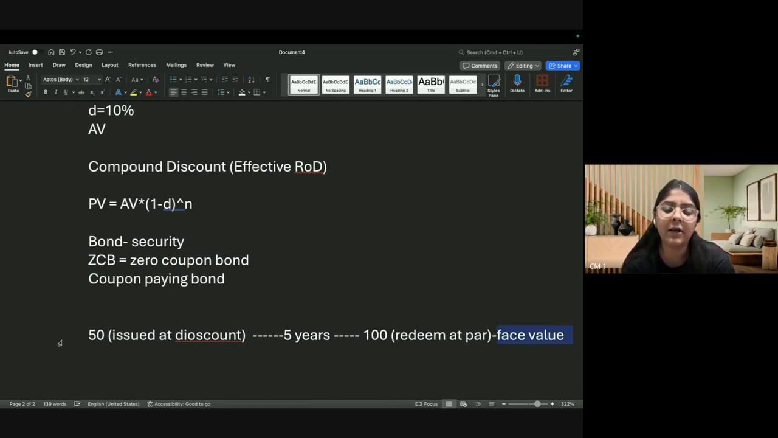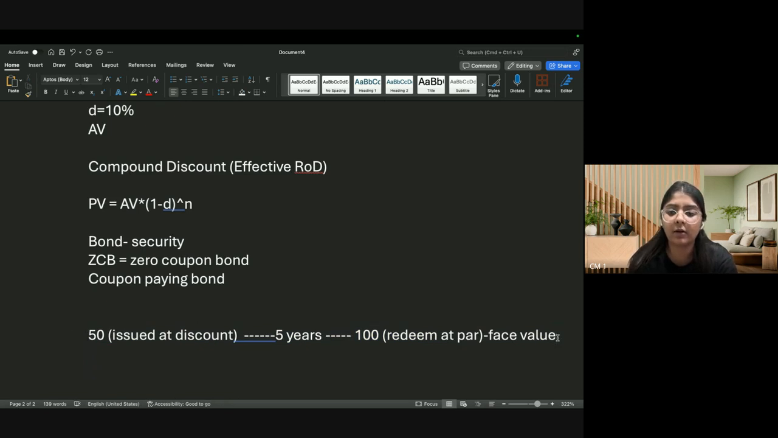You issued it at rupees 50, which means when people bought those ZCBs from you, they paid you 50 for each bond. But after 5 years, when you are redeeming them at par, which means equal to their face value, you are giving them 100. So what is the profit for you after 5 years of holding this bond? 50 rupees. So what is the point here? That there were no interest payments in between those 5 years. So it was a zero coupon bond. It paid the entire 50 rupees additional at the end when it was redeemed. So this is what happens in a ZCB.